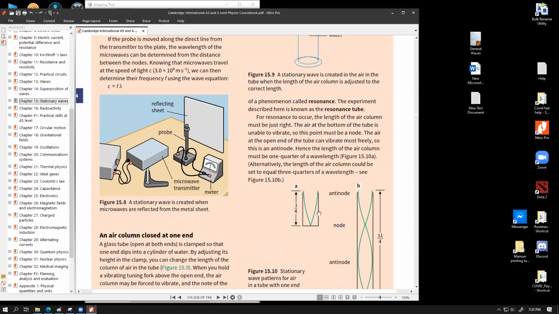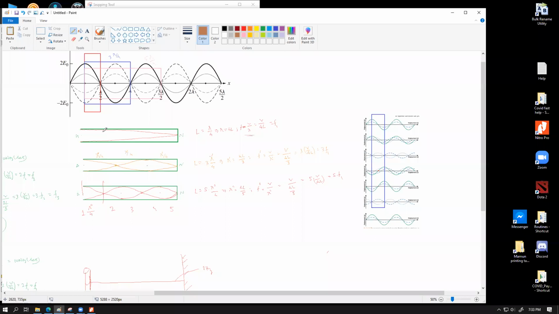What is different between this experiment and the drawing that I have done? In my drawing or in this discussion, I did not change the length of the tube. The length of the tube was kept the same. However, by some mechanism, I was increasing the frequency of the source, which is responsible for causing the vibration within the tube. So the length of the tube was kept the same, but the frequency of the source was increased. So we had the fundamental frequency, the third harmonic, the fifth harmonic, and so on.